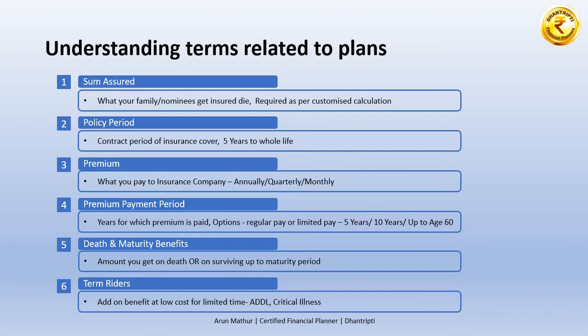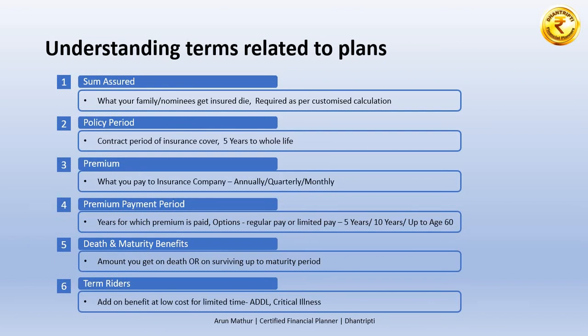And finally, the term riders. A lot of insurance plans come with term riders. So what are term riders? They are certain additional benefits to the basic insurance policy which come at low cost. But these additional benefits are for a limited time. Some examples are ADDL, which is accidental death and disability liability, or critical illness. We'll talk more about this in later slides.